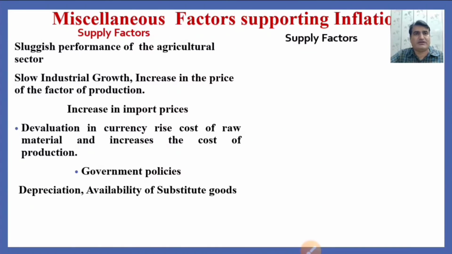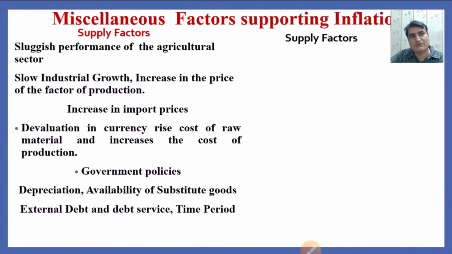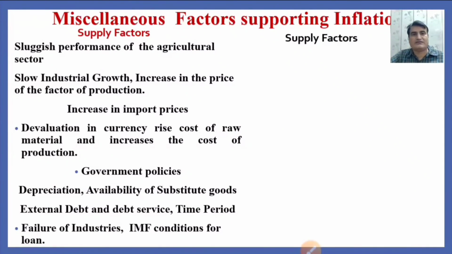If substitute goods are not available, the demand for that product increases. As a result, the price will increase. An increase in external debt and debt service payments also pushes up the pressure on the price, and inflation happens in the economy. And the time period required to produce a product: if more time is required to produce a product, then the supply will be low. As a result, the price of that product goes up and inflation will be the result. And the failure of industry and IMF conditions for loans also cause inflation in the economy.